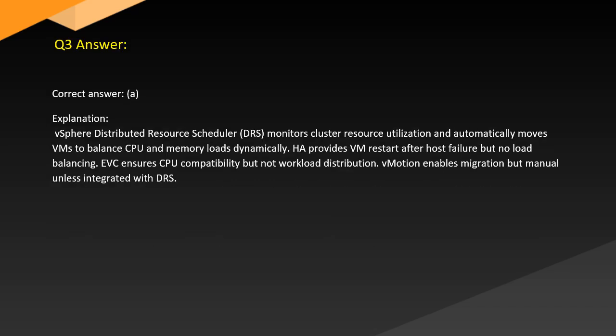Answer. Correct answer: A. Explanation. vSphere Distributed Resource Scheduler, DRS, monitors cluster resource utilization and automatically moves VMs to balance CPU and memory loads dynamically. HA provides VM restart after host failure but no load balancing. EVC ensures CPU compatibility but not workload distribution. vMotion enables migration but is manual unless integrated with DRS.